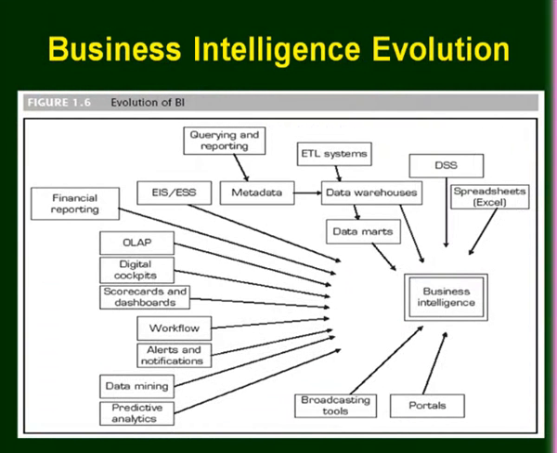The slide shows how BI evolved. If you observe the slide, business intelligence requires a lot of techniques and technologies. So it uses data warehouses, data marts, and it also requires some broadcasting tools. It also requires some portals, a decision support system, spreadsheets, Excel sheets, financial reporting, OLAP, digital cockpits, scorecards and dashboards, etc. They are all integrated here in the form of a software called BI.